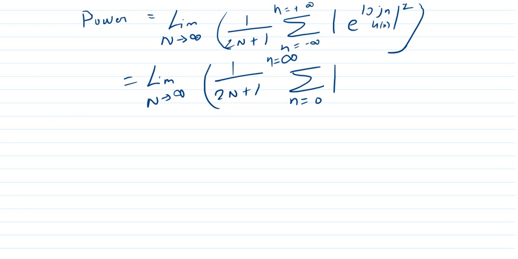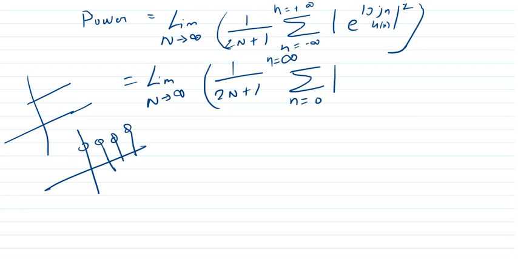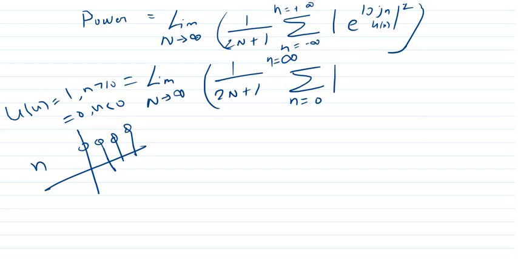Why? Because u[n] is equal to 1 for n greater than or equal to 0, and it is 0 for n less than 0. For n less than 0 there are no samples, and for n greater than or equal to 0 you have samples that are equal to 1.